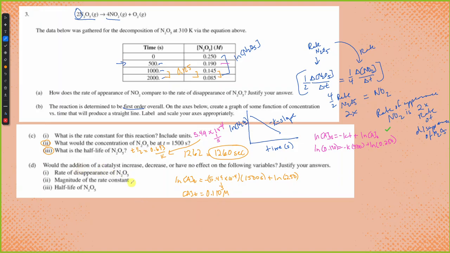With the addition of a catalyst, increase, decrease, or have no effect on the following variables, justify your answers. The rate of disappearance for our N2O5, which is our reactant. If you add a catalyst, catalysts speed up the chemical reaction by lowering the activation energy. So yes, I would say this one would increase with the addition of the catalyst.